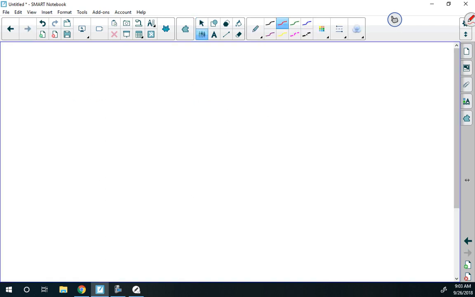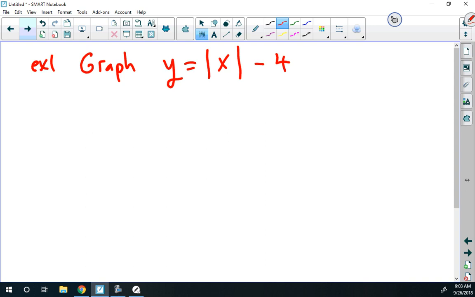So here we go. Example number 1. Graph y equals the absolute value of x, minus 4. There's more than one way to the Eastwood Mall. I'll show you 2 different ways you could graph this.